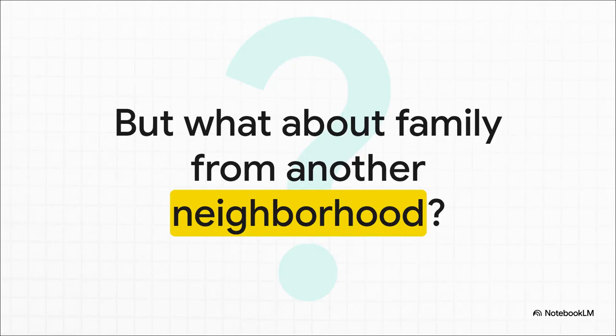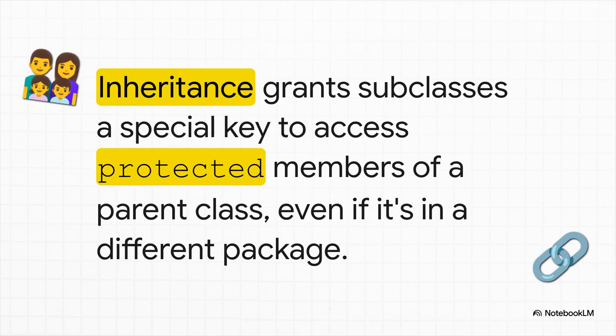But wait a second. Let's zoom in on that protected key for a minute, because it's definitely the trickiest one. How exactly does a family member, a subclass, that lives in a whole other neighborhood get access to the protected rooms in its parents' mansion? How does that work? The secret is inheritance. Simple as that. When one class extends another, it creates that official family tie. And that bond is what gives the subclass its own copy of the family key, letting it access all the protected stuff from its parent, no matter how far away it lives.